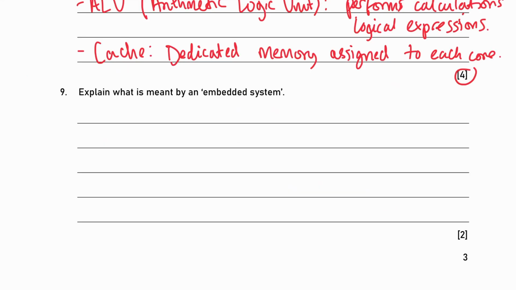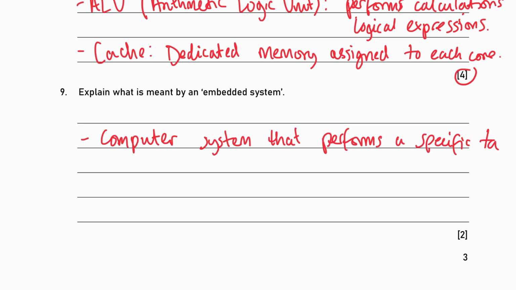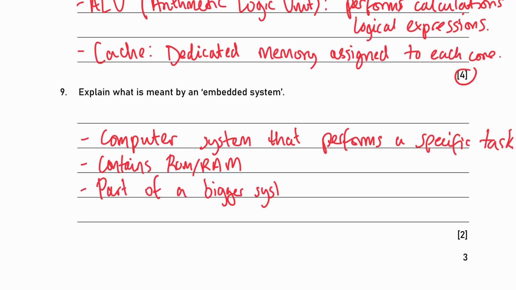Next up, we have an embedded system, which was a fairly simple analogy to understand, and it was basically a CPU that lives within a device that performs a specific task. So for example, a microwave or a washing machine has an embedded system as it contains a CPU and RAM all in one place. So our definition is that it's a computer system that performs a specific task. That will be 1 mark, so a specific task. You would mention that it contains ROM and RAM in order to work. And then you can also mention that it's part of a bigger system, and then give an example, e.g. a car, washing machine, or any other embedded system that you can think of.